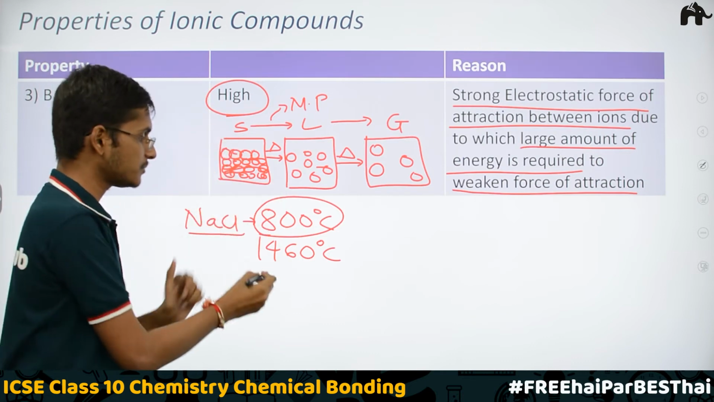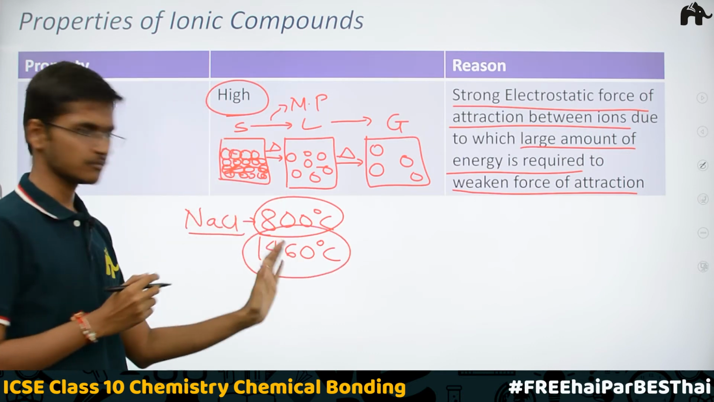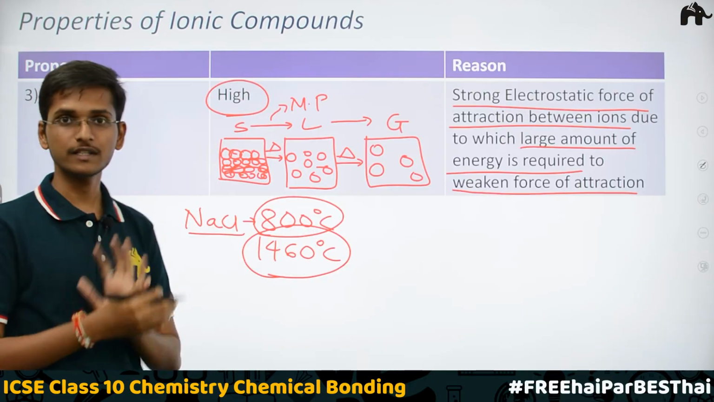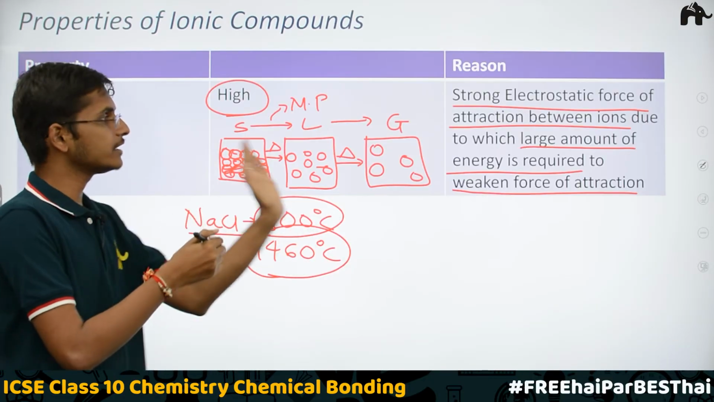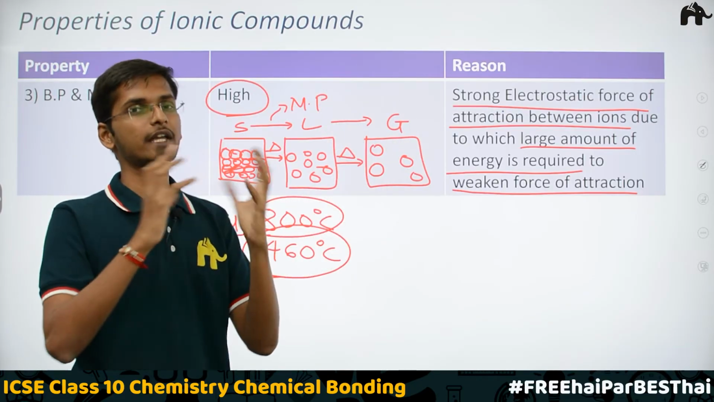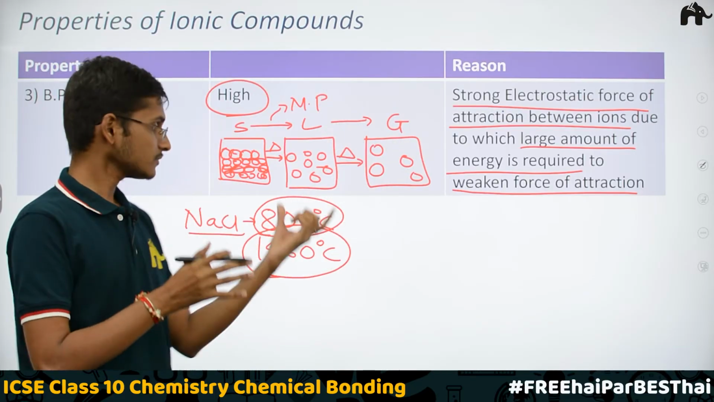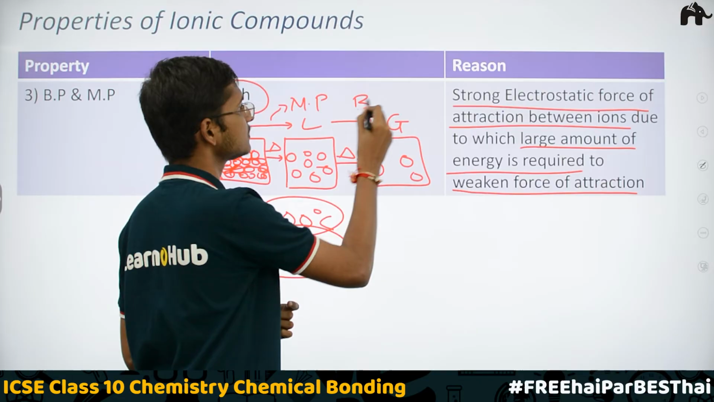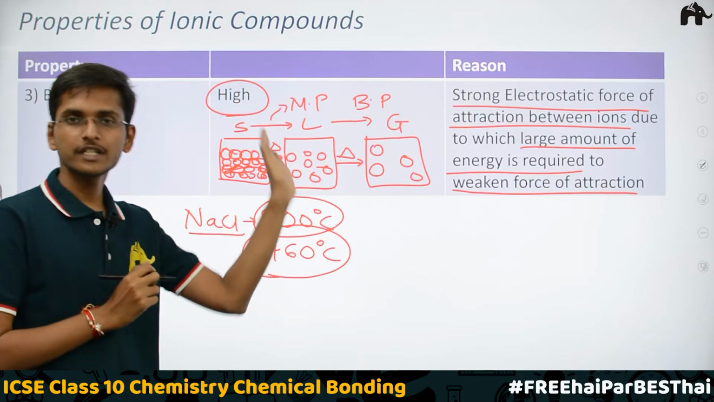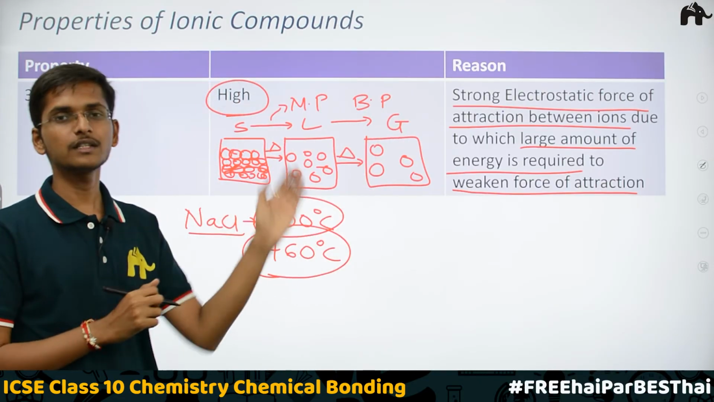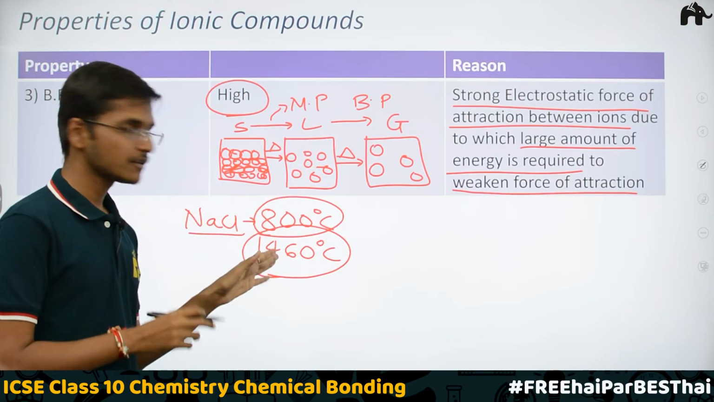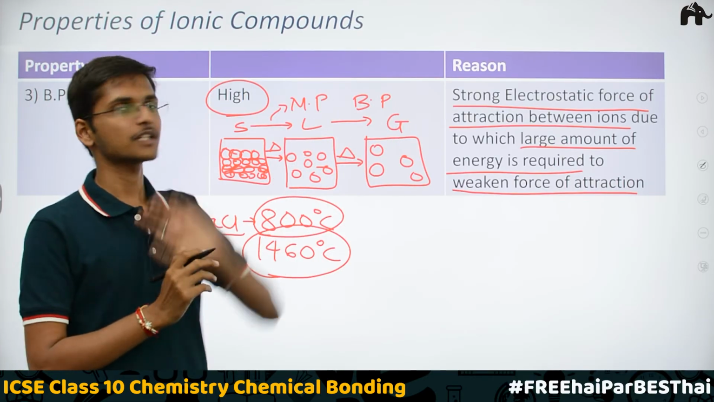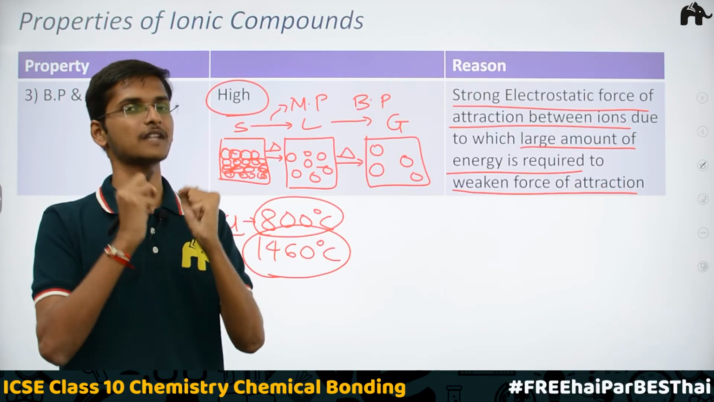And when the temperature reaches roughly 1460 degrees Celsius, our liquid NaCl is getting converted into gaseous NaCl, right? So we know that this temperature at which the liquid NaCl will get converted into the gaseous NaCl is the boiling point of NaCl, simply. And yes, this is very, very high because of the strong electrostatic force of attraction between ions.